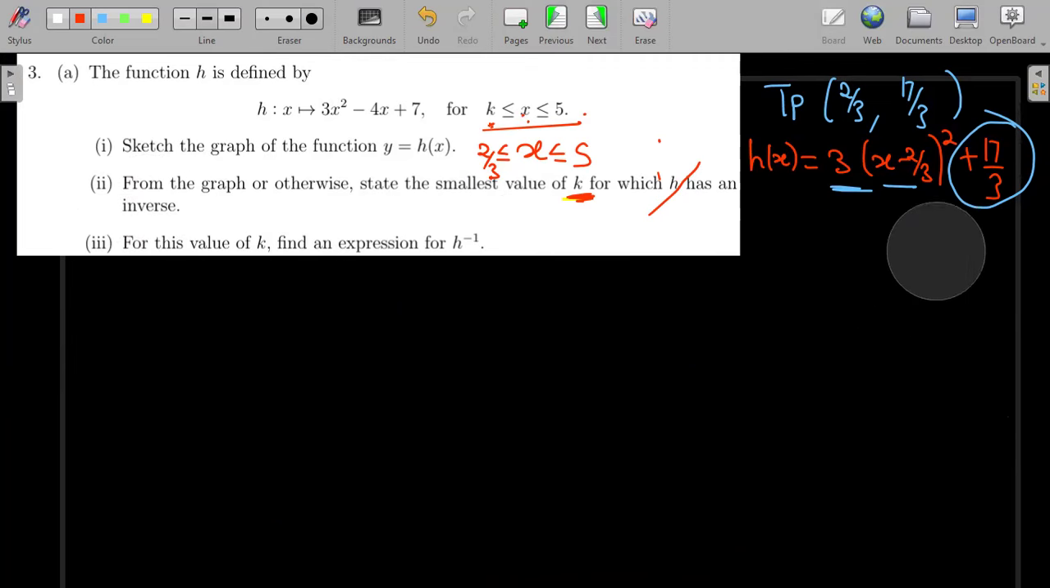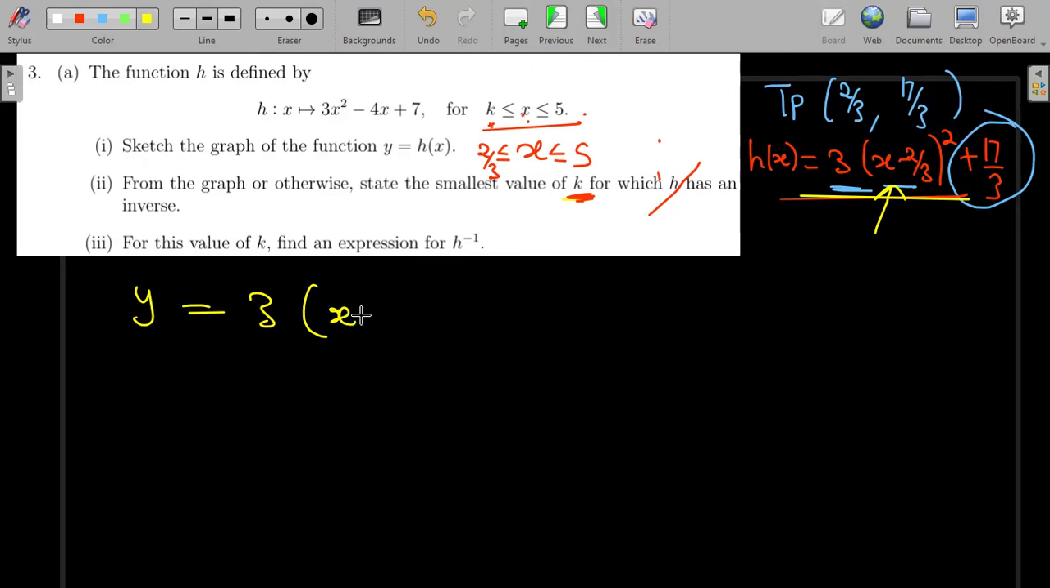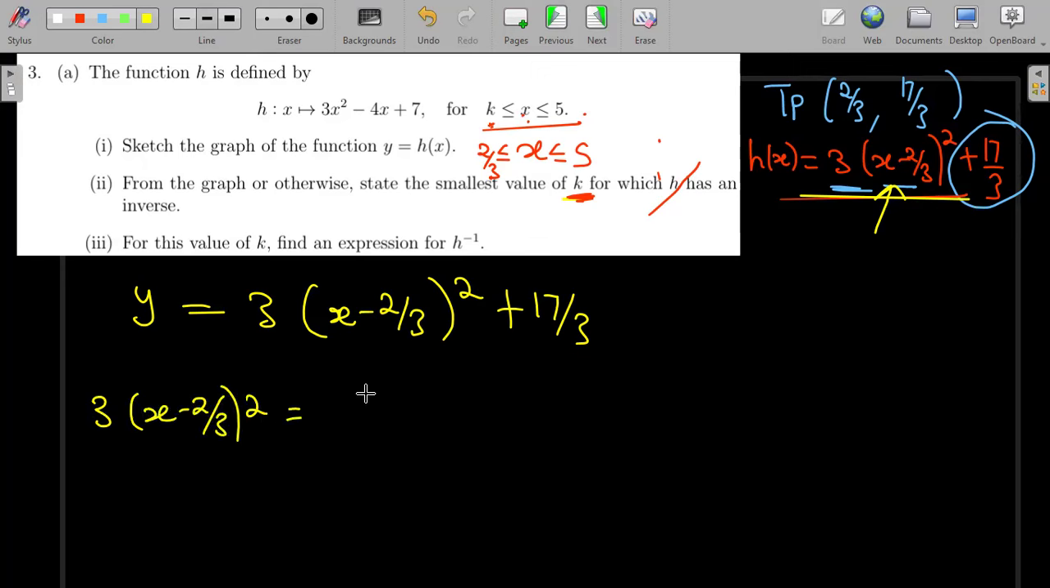Okay, so let's find the inverse. We can use the completed square form to find the inverse. Finding the inverse simply means we are making x the subject of the formula, right? So where there's h of x, I put y equals 3x minus 2 over 3, squared, plus 17 over 3.